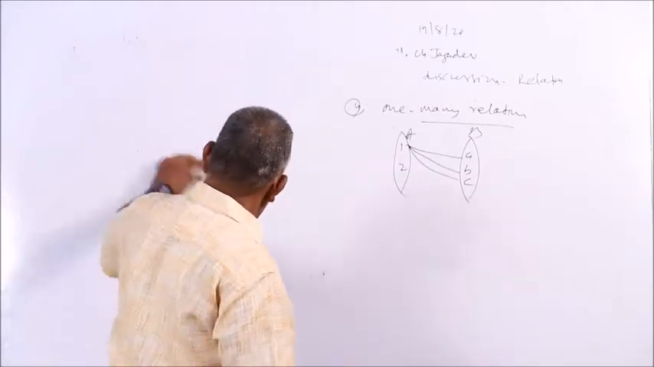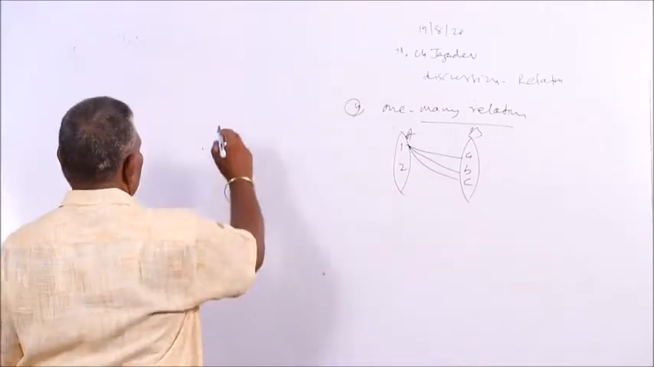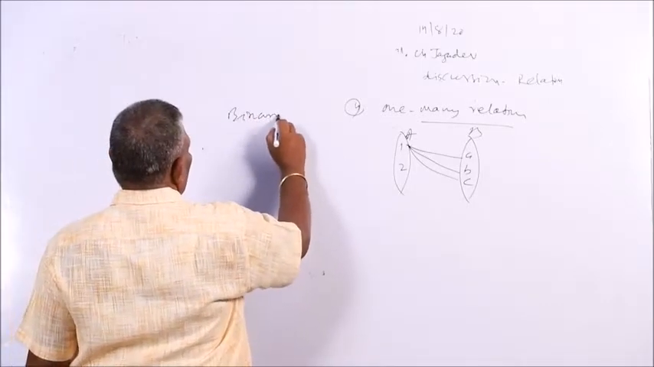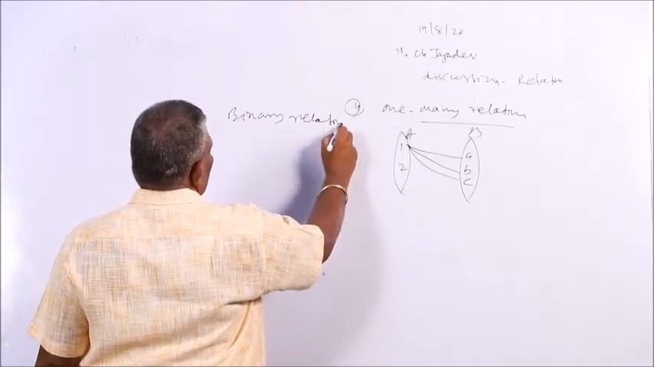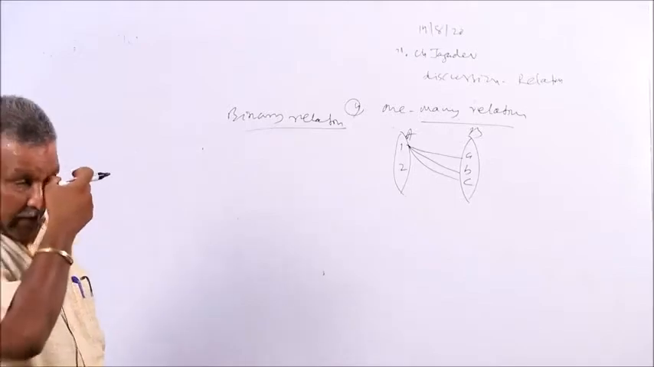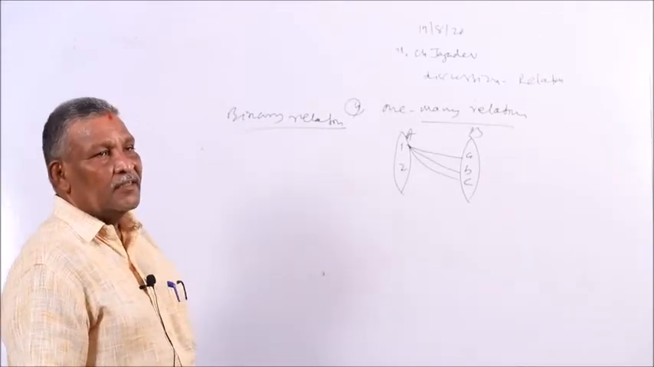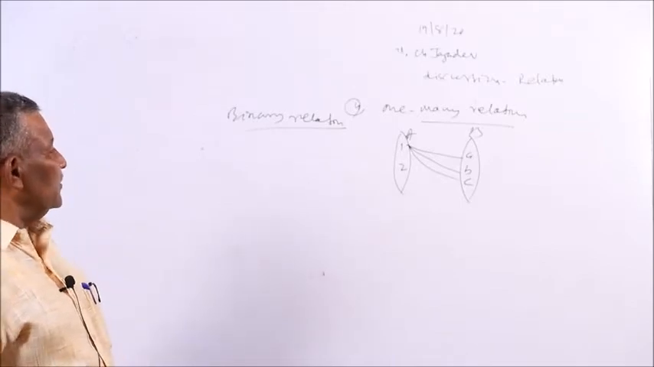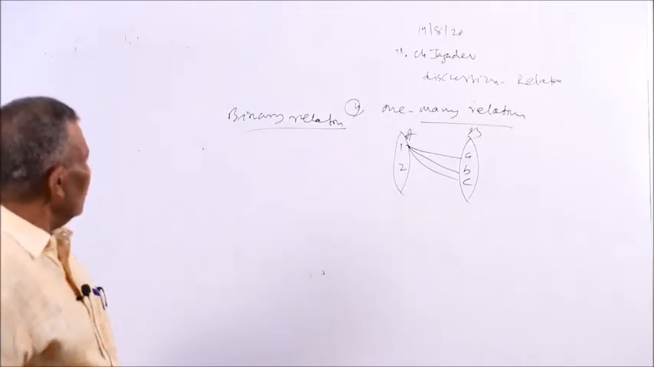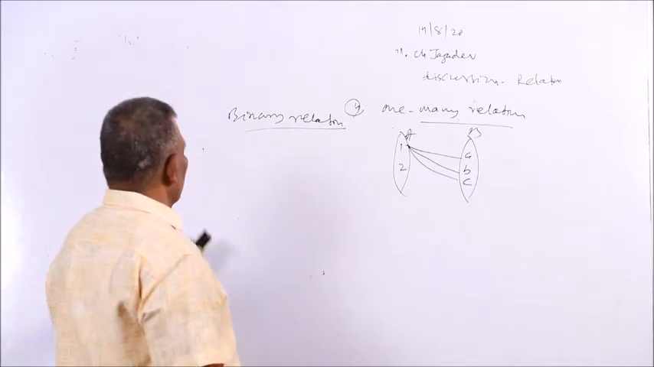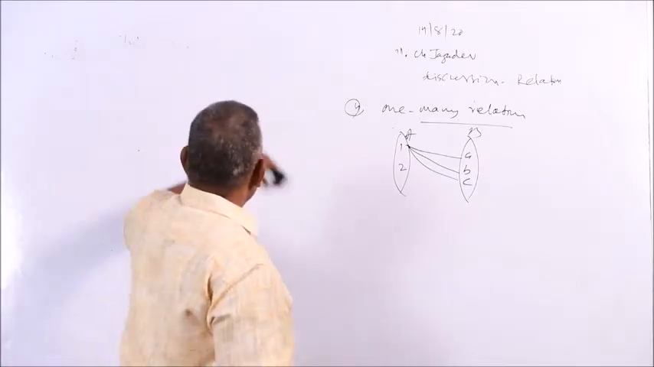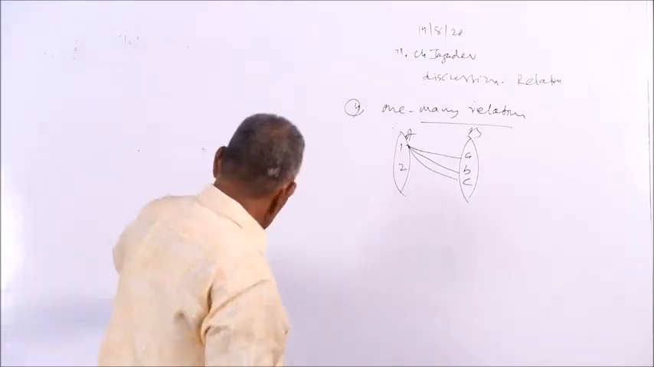Always we are interested here in binary relations, because in all these examples we are dealing with the relation between two elements only. That is, if the relation exists between two elements, then the relation is called a binary relation, or simply a relation. Then comes our special type of relation.